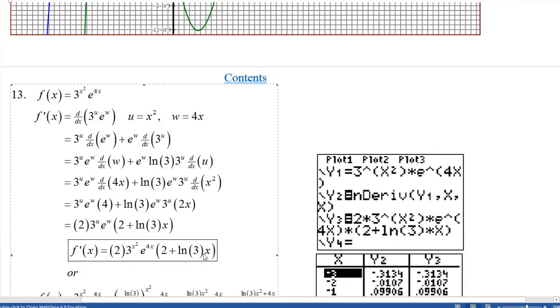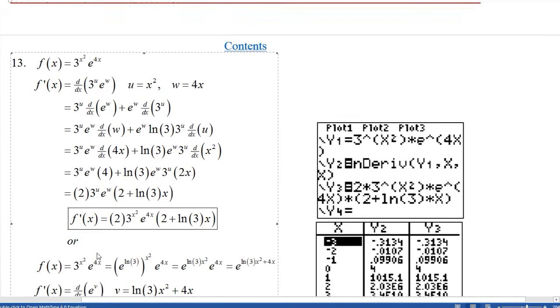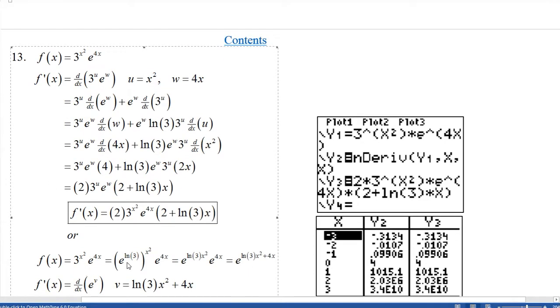So that's method 1. Now another method is to use properties of exponents and rewrite everything with a base of e. So I use the property that e to the power natural log of 3 is another way to write 3, then use a property of exponents that says I can multiply these together. And so this is natural log of 3 times x squared. And here, if I have the same base, I can add the exponents and get natural log of 3 times x squared plus 4x. So now this is just e to the v power, where v is this whole thing here.